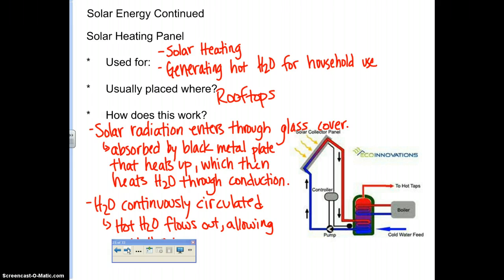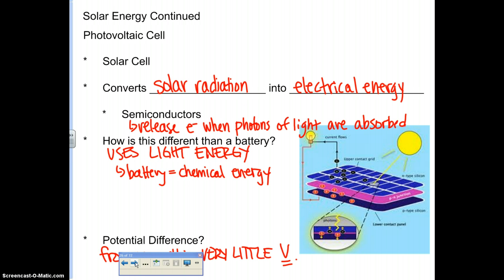How does this work? Solar radiation enters through the glass cover. It's absorbed by a black metal plate that heats up, which then heats this water through conduction. Water continuously is circulated. So in other words, the hot water flows out, the cold water flows in. As soon as that cold water is turned into hot water, more cold water may be used. Cyclic process.